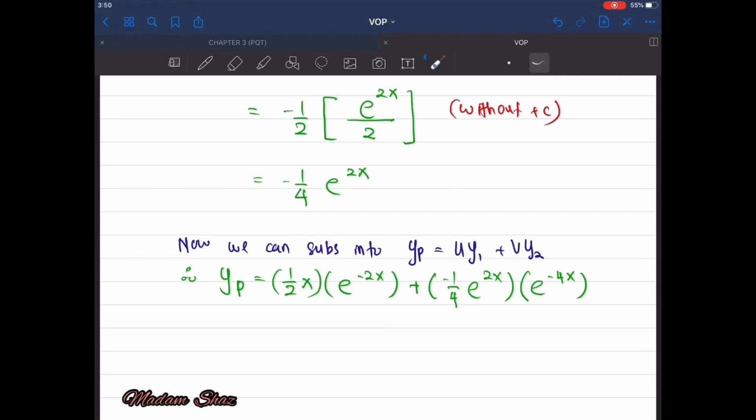Now you have to simplify the whole thing. So yp is equal to 1 over 2 x exponent negative 2x. There is nothing to simplify there, you can only multiply. Then negative 1 over 4 exponent 2x multiplied with exponent negative 4x becomes negative 1 over 4 exponent negative 2x. So this is the solution for the yp.